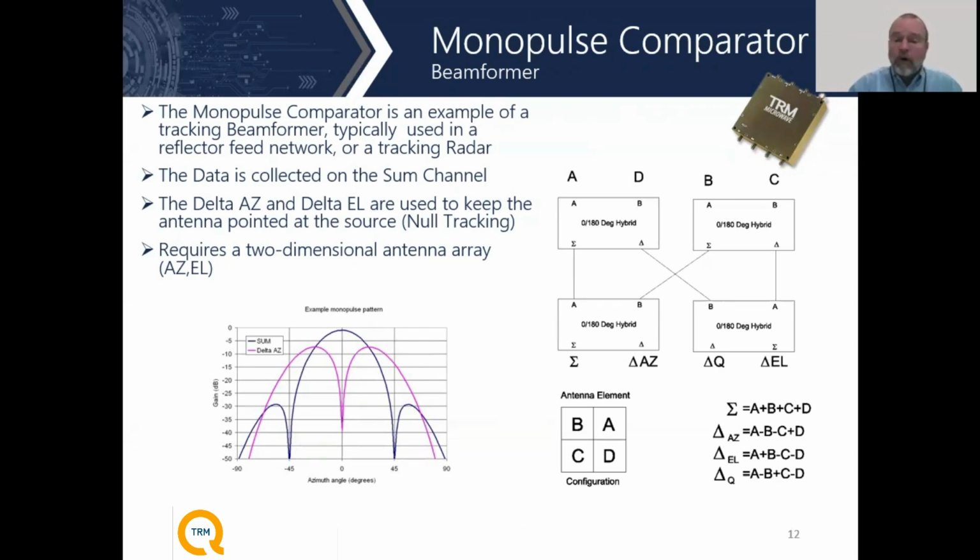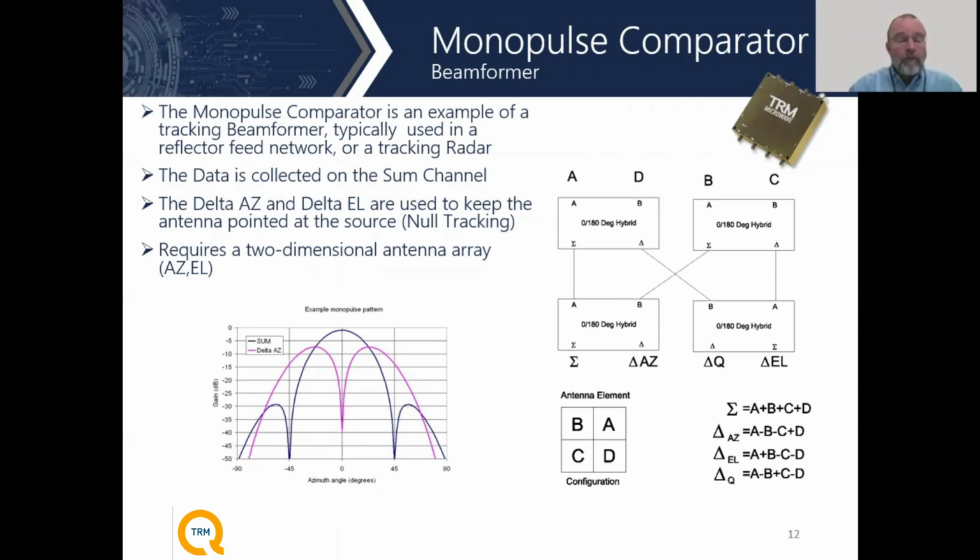There are 2 other modes that get generated out of the monopulse comparator. There's the delta AZ and delta EL outputs of the beamformer, and they both create the purple line on the graph. And what's interesting about the purple line is that there is a null on Boresight, as opposed to getting energy on Boresight. Nothing will be received on those 2 outputs when the antenna is on Boresight. When the antenna goes off of Boresight, you will then begin to see energy coming out of those two ports.